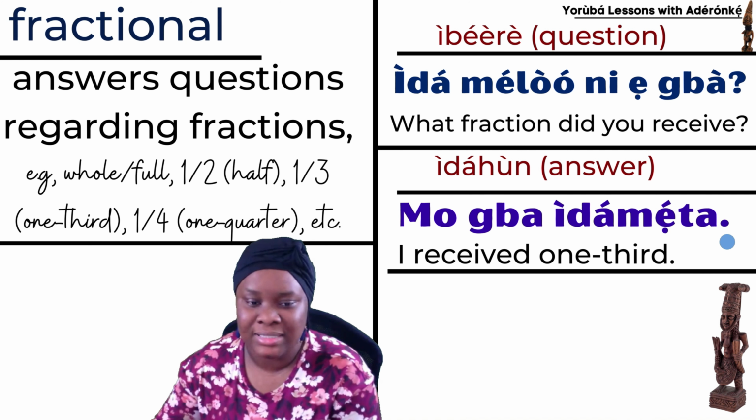Mo gbà ìdá mẹ́ta. So like I mentioned earlier on, combinations exist. Some of these are often combined to answer certain questions, and I'll show you. There's the adverbial distributive, and this one you use to answer questions regarding how many times each. Was it once each? Twice each? Thrice each? And so on.